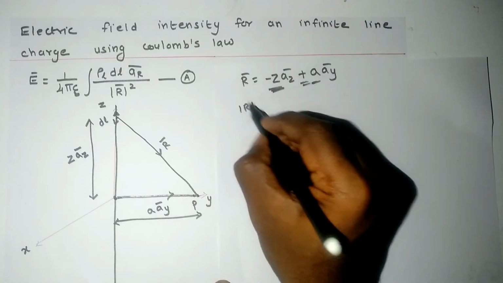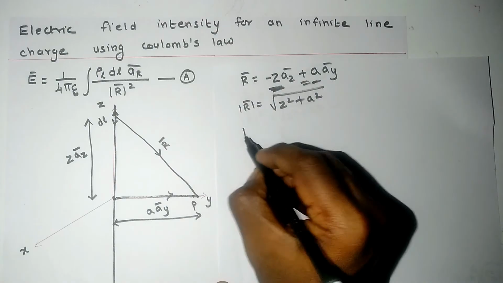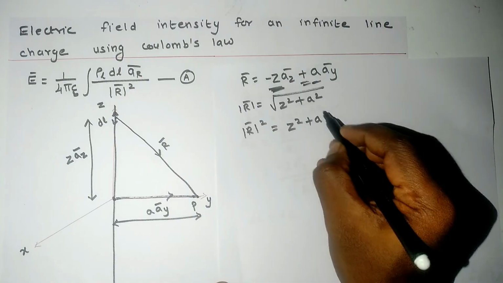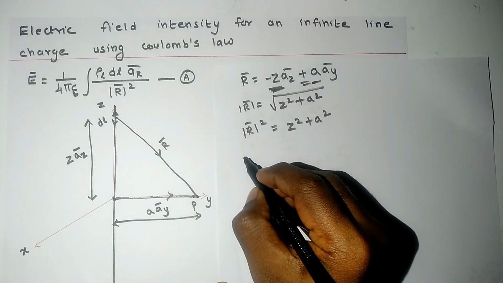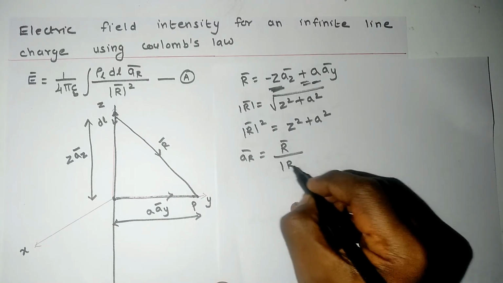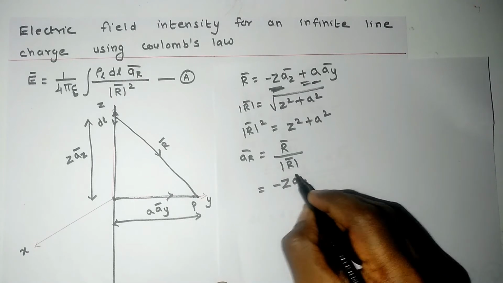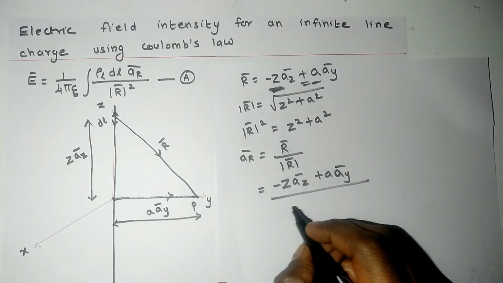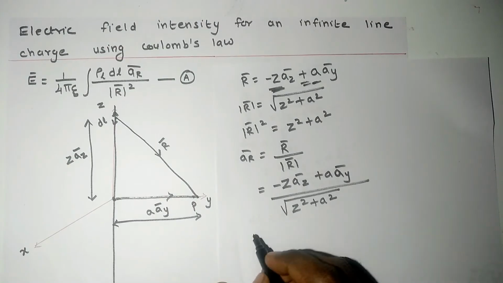So modulus of R vector is equal to root of z square plus a square. Modulus of R vector square will be equal to z square plus a square. Unit vector along R can be written as R vector by modulus of R vector. So that will be equal to minus z az plus a ay divided by root of z square plus a square.